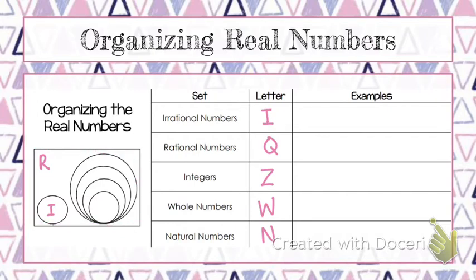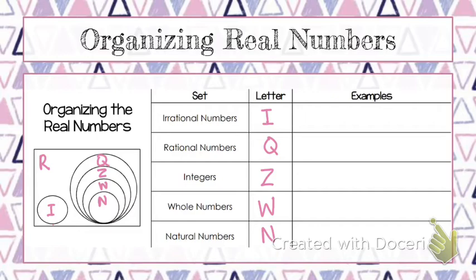Then we have irrational and rational numbers. Rational is a Q. So that's the two big circles. Now, inside of rational numbers, we have integers. And remember, integers are our number line numbers. And then within integers, if we take out all the negatives, we're left with whole numbers. That's 0, 1, 2, 3, 4, 5, etc. And then if we take off the 0, we're left with natural numbers.